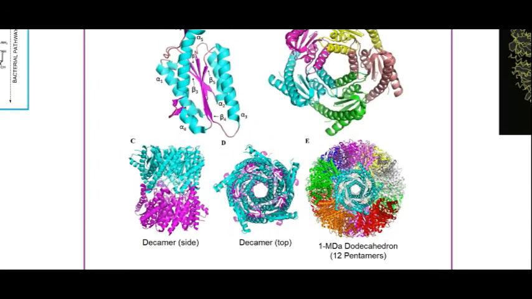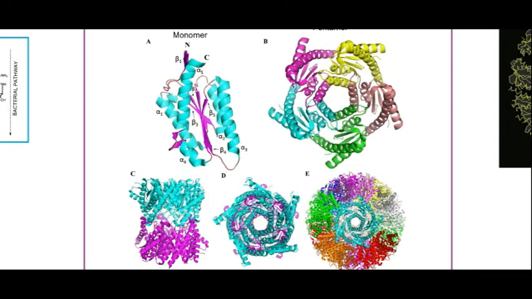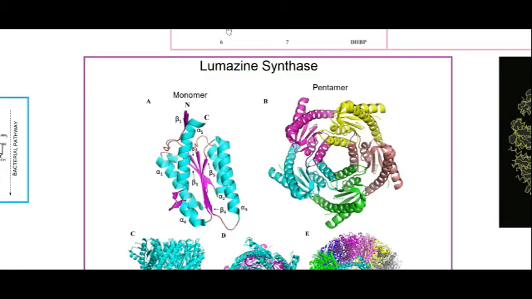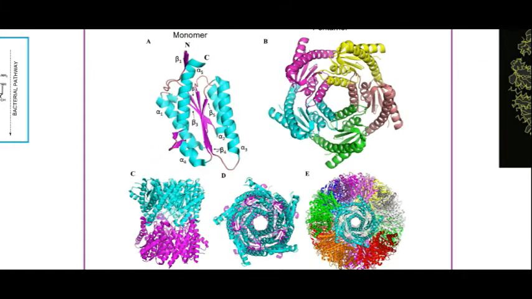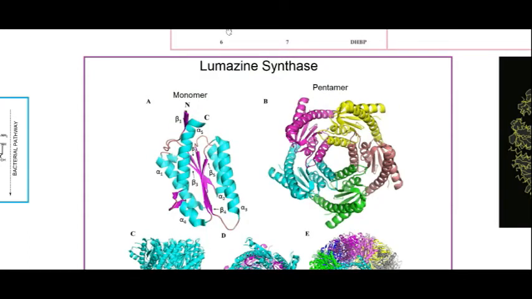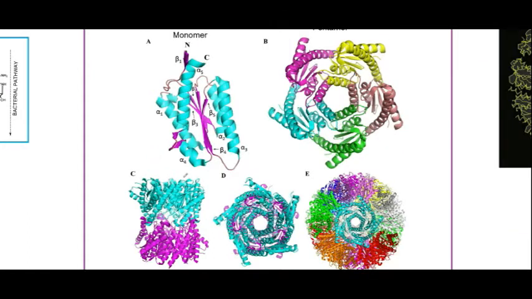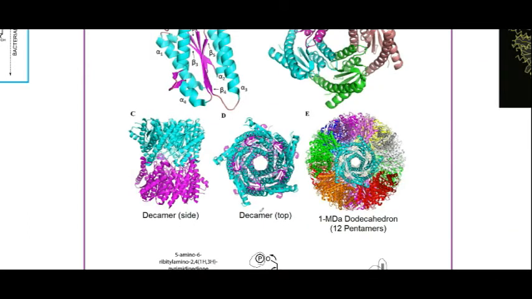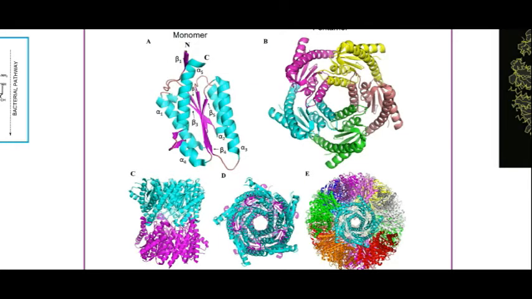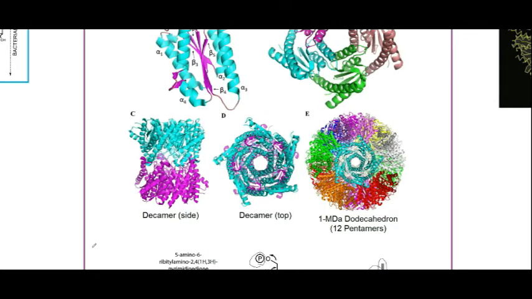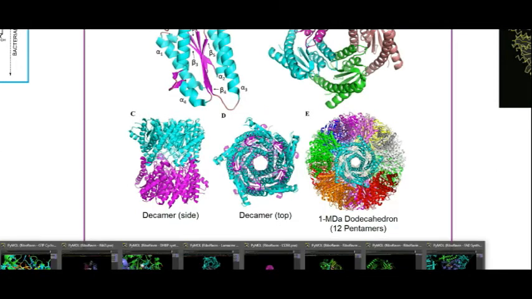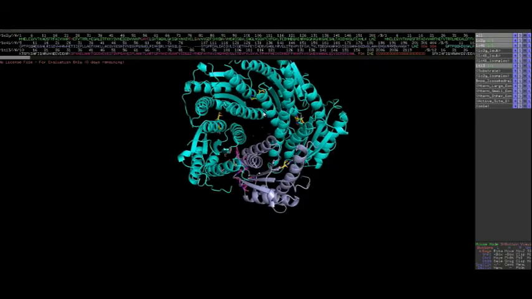But what's really interesting about this enzyme is that it forms this large structure. So this monomer is a pretty small protein, but they come together in these pentamers, which then form into these decamers, which we can see from a side view and a top view. Then these decamers actually come together into this large 1 megadalton dodecahedron of 12 pentamers. And it's this large hollow structure, this dodecahedron. So this is actually the pentamer right here.